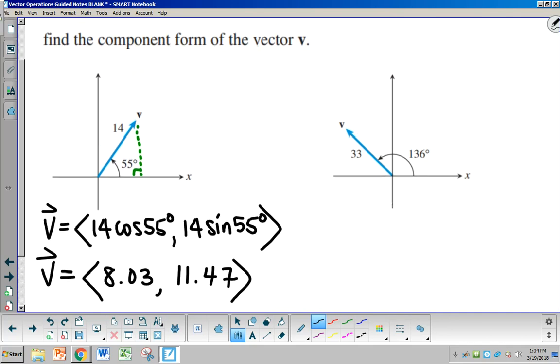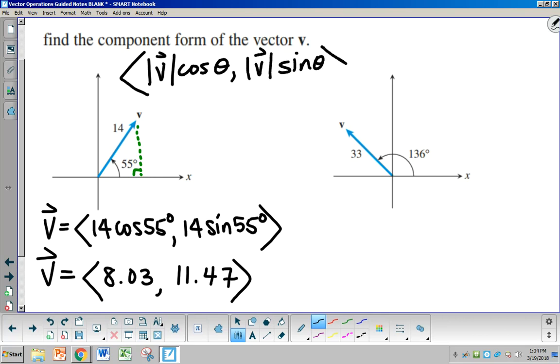So the formula is kind of this. The x component is the magnitude of your vector times the cosine of your angle, right? The y component is going to be the magnitude of your vector times the sine of your angle.